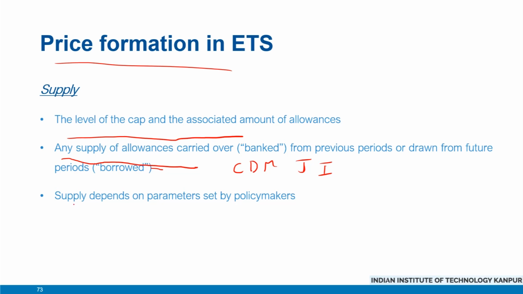Also, supply depends on parameters set by policymakers. To a large extent, supply depends on the parameters that are fixed by policymakers, be it directly by the level at which the cap is set, the UETS cap, or through the rules of banking and borrowing. So in the short term, the supply remains fixed and does not change with the levels of demand.